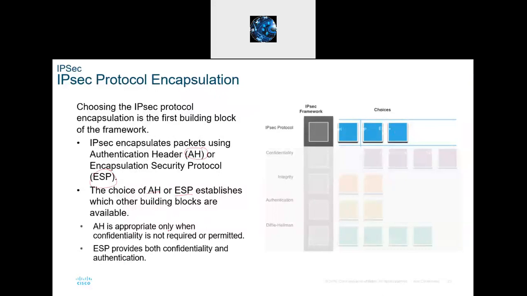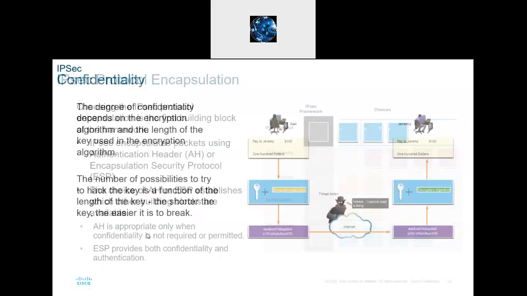AH is appropriate only when confidentiality is not required or permitted. So when you don't want to have confidentiality for your data, that's when you use AH. But what about the other one? ESP, Encapsulation Security Protocol, provides both confidentiality and authentication. Let's move on. So what is confidentiality?